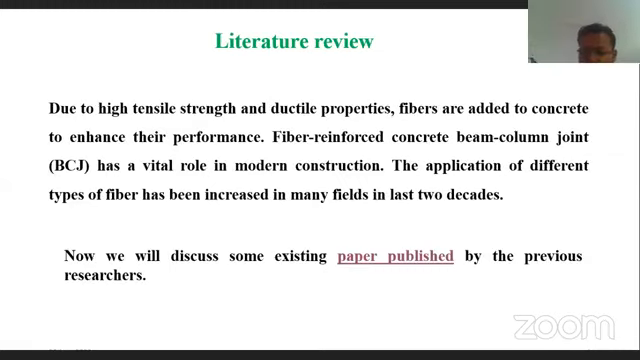Hello, sir. Yes, sir. Yes, madam. Sir, you are on the literature review slide only, sir. We are not able to see the other slides. Okay, right.